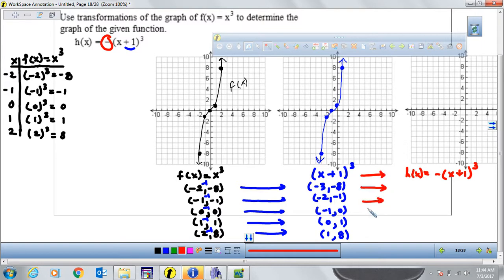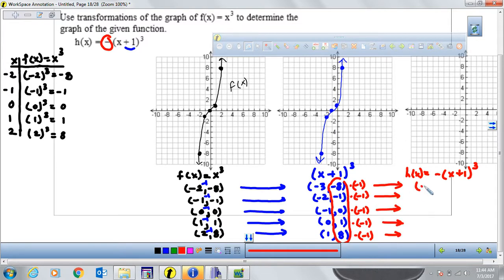And what is that negative going to do to the graph? We said it is going to affect the y values. So that negative on the outside affects the y values. It is going to reflect the graph over the x-axis. And that negative is basically going to multiply all of the y values times a -1. So that's what we're going to have next.